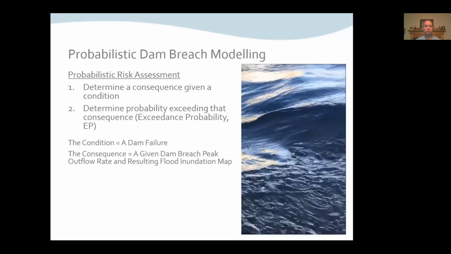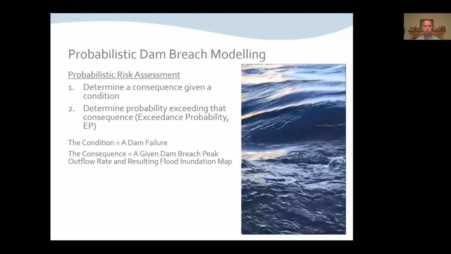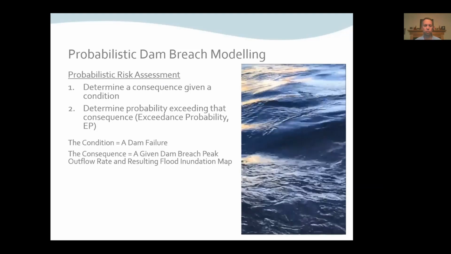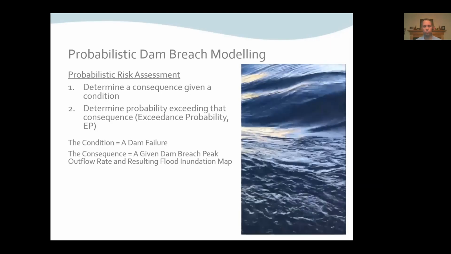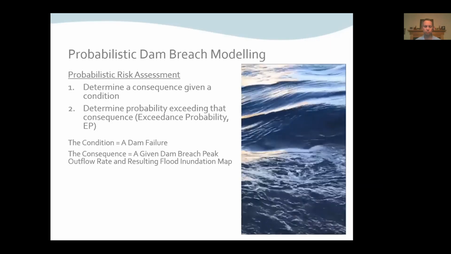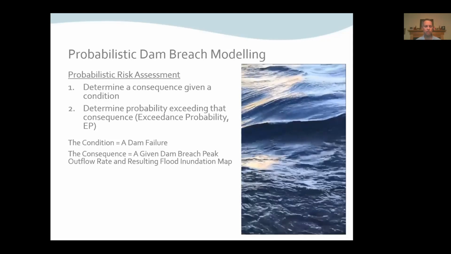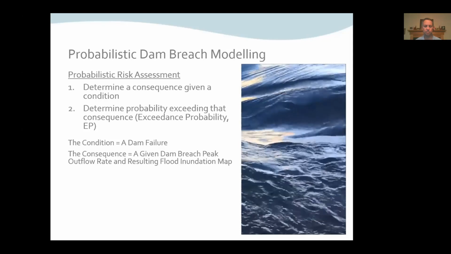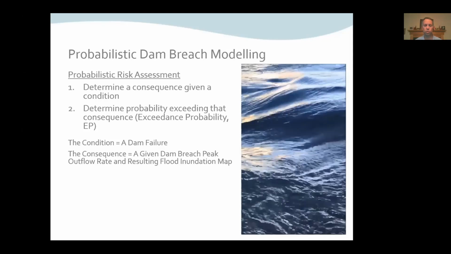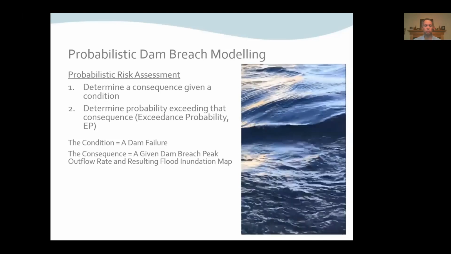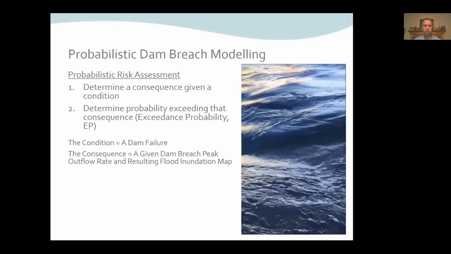So in our case, the condition would be a dam failure. So we're going into this exercise already assuming the dam's going to fail. Now we know hopefully it will never fail, but for the exercise, we assume the dam's going to fail. The consequence then is the peak discharge coming out of that dam, or the discharge, the breach hydrograph, you might call it. And then of course you can get a resulting flood inundation map from that hydrograph.